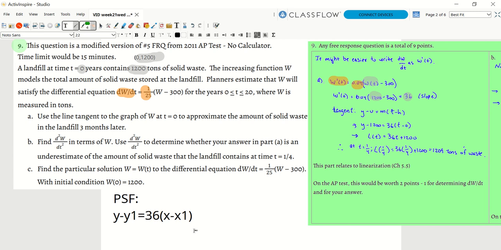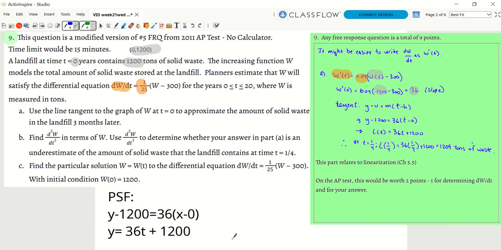And then we have this point over here, (0, 1200). So I'm going to put 0 here, 1200 right there. And when we isolate for y, we are basically going to get y equals 36t plus 1200. So this is our equation for the line. Let's say we have a graph. I'm going to make some graph up, and let's say this is our x and y axis.